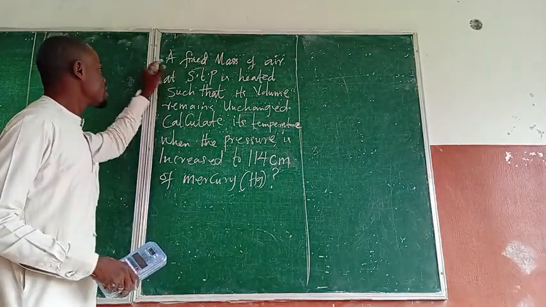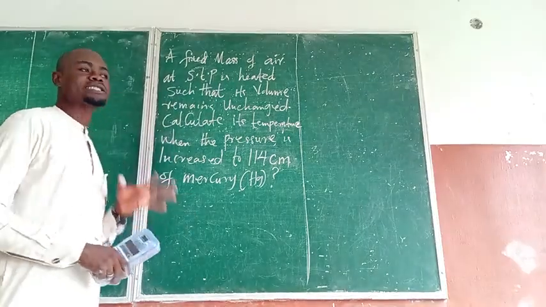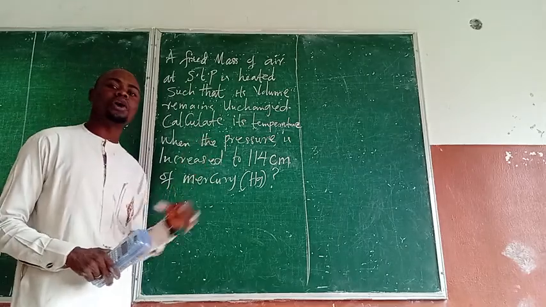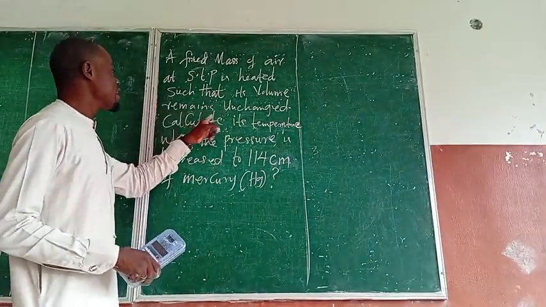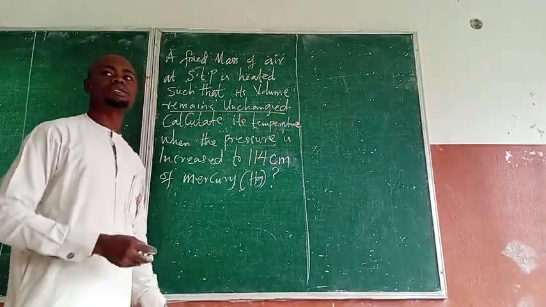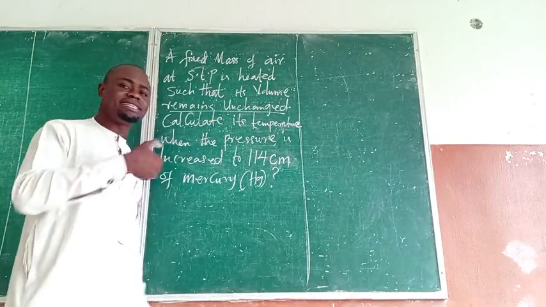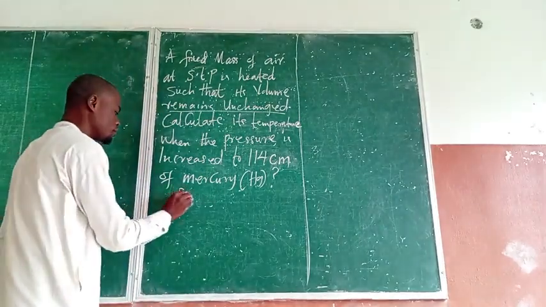The question goes this: a fixed mass of air at STP, which means standard temperature and pressure, is heated such that its volume remains unchanged. What is constant here is volume. Volume is constant. From this statement, I can get my formula. So we now say solution.